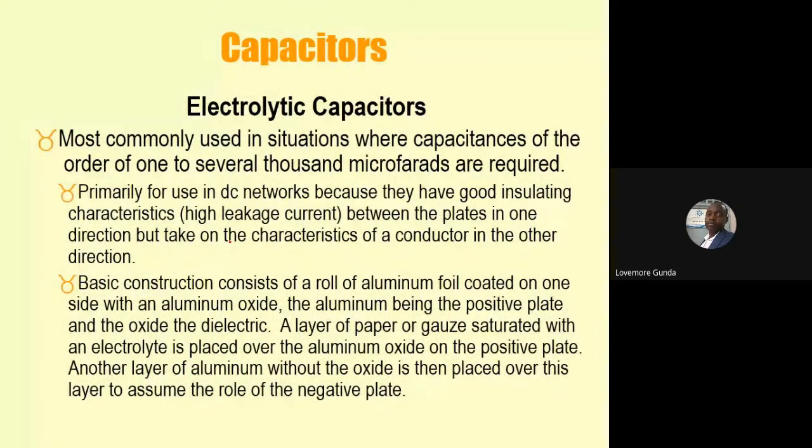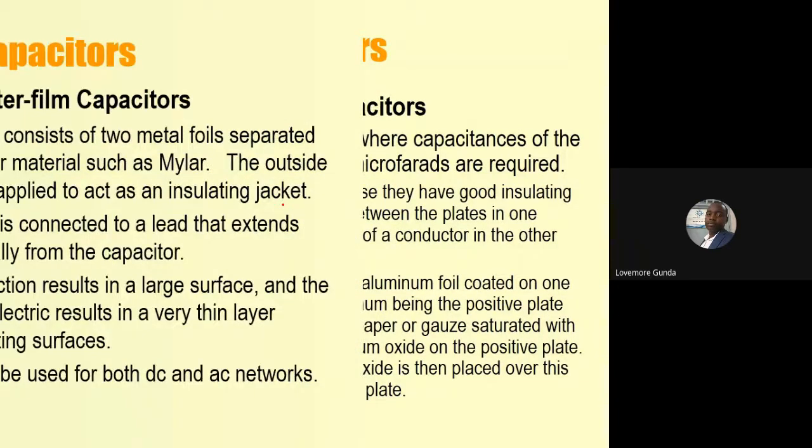So electrolytic capacitors commonly used in situations where capacitance of the order of 1 to several thousand microfarads are required. Used in DC networks because they have good insulating characteristics between the plates. Basic construction consists of rolling aluminum foil coated on one side of the aluminum oxide. In other words, we have these foils there, and then the dielectric is put in between there, and there will be rolled like that. That is the construction. Well, I'm not going into details with that.